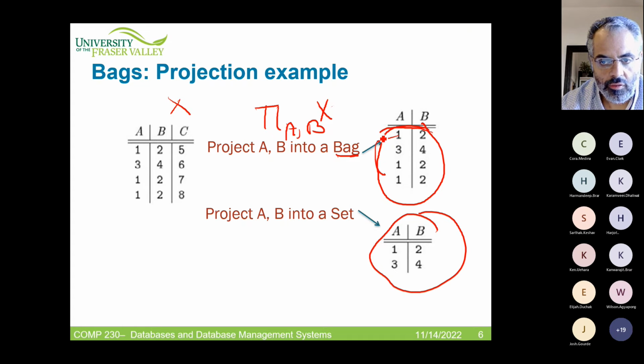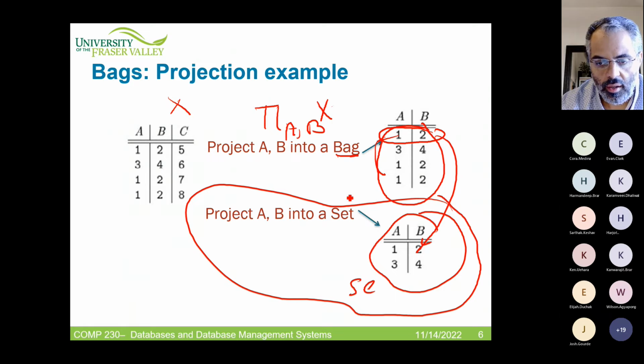We will have only one instance of 1, 2, since we have a set. This is what we have already considered the last time. Today, we will consider the table as a bag.